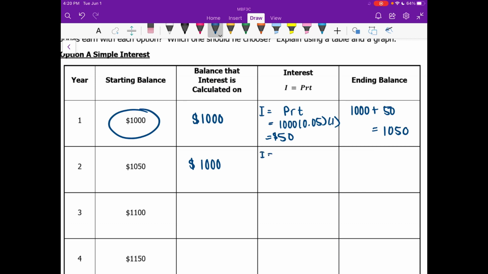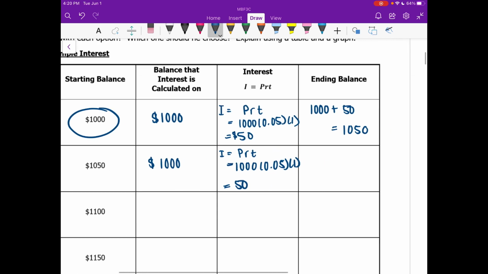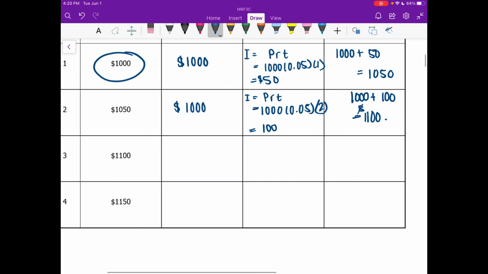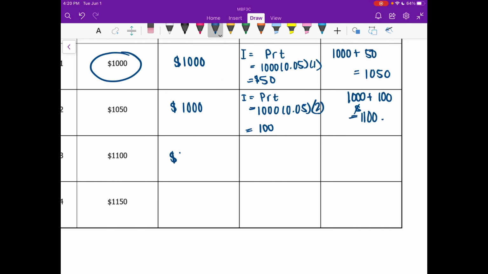So let's go put that in, PRT. Again, it's 1,000 times 0.05, and it's still only 1 year. You're still only adding one extra year, so it's $50. So now you can do, or even honestly, you could have done this. Said 2, it's 100 now, and you're just going to add to your principal, which is 1,000 plus 100, which is going to give us $1,100. So your balance at 3 years is $1,100.